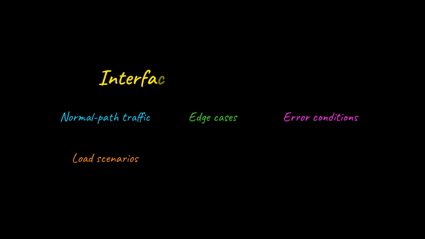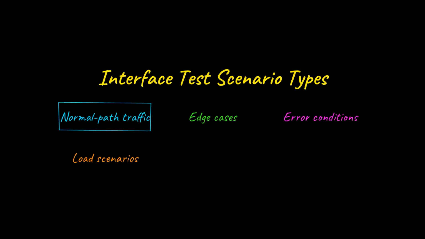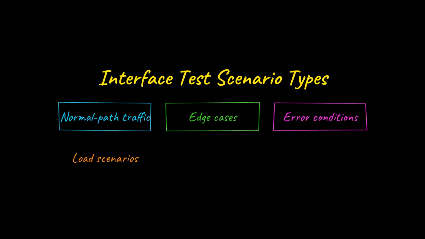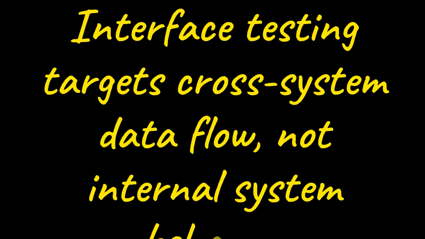Interface testing covers 4 main scenario types: normal path traffic for typical messages, edge cases for unusual but valid data, error conditions for malformed messages, and load scenarios to confirm the interface holds up under peak volume. When an exam stem mentions data moving between connected systems, HL7 messaging, or field mapping across applications, that signals interface testing. Volume testing is about load. Acceptance testing is about business requirements. Interface testing is specifically about what happens at the seam between systems.